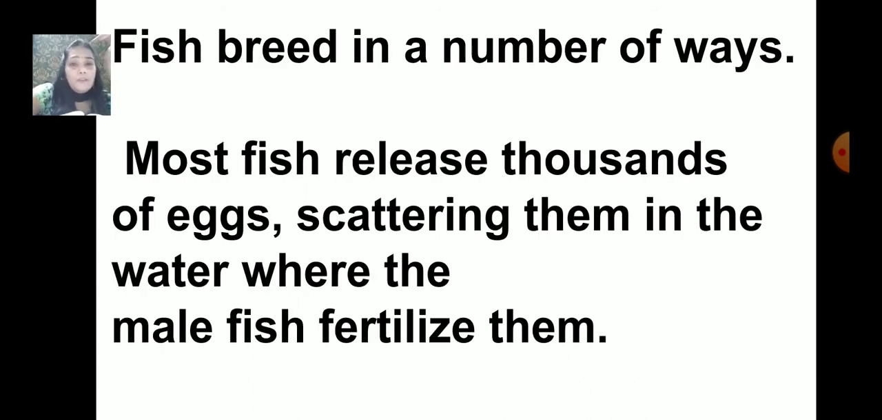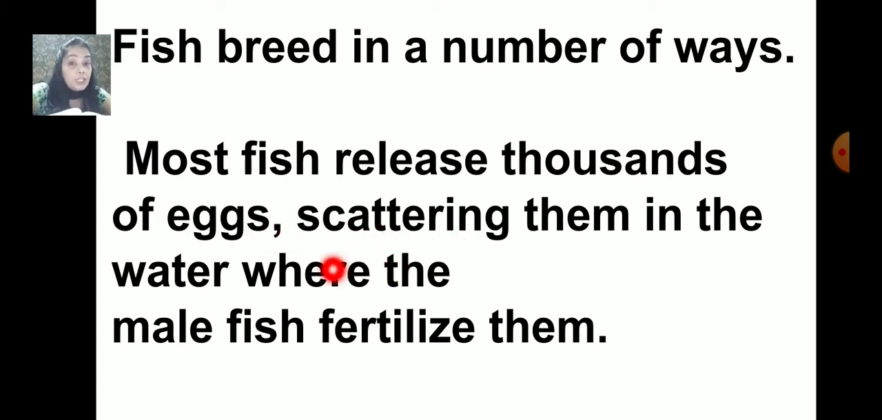So we have a number of varieties of fishes, right? We have fishes of all sizes, from very tiny fish to very gigantic fish. Okay, fish breed in a number of ways. Most fish release thousands of eggs, so many eggs, scattering them in the water.